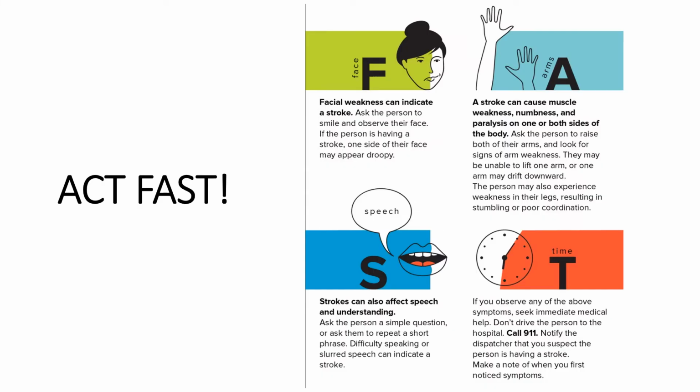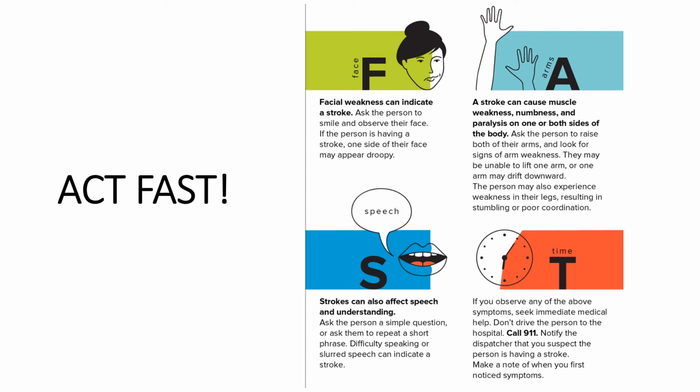So what do we want to recognize with a stroke? We've probably heard about that ACT FAST, right? The FAST. So just taking a look at the face first. Do they have weakness or a droop in their face? So if we notice that there's a facial droop, or we want to ask the person to smile to observe their face, we can definitely recognize if one side of their face may appear droopy.